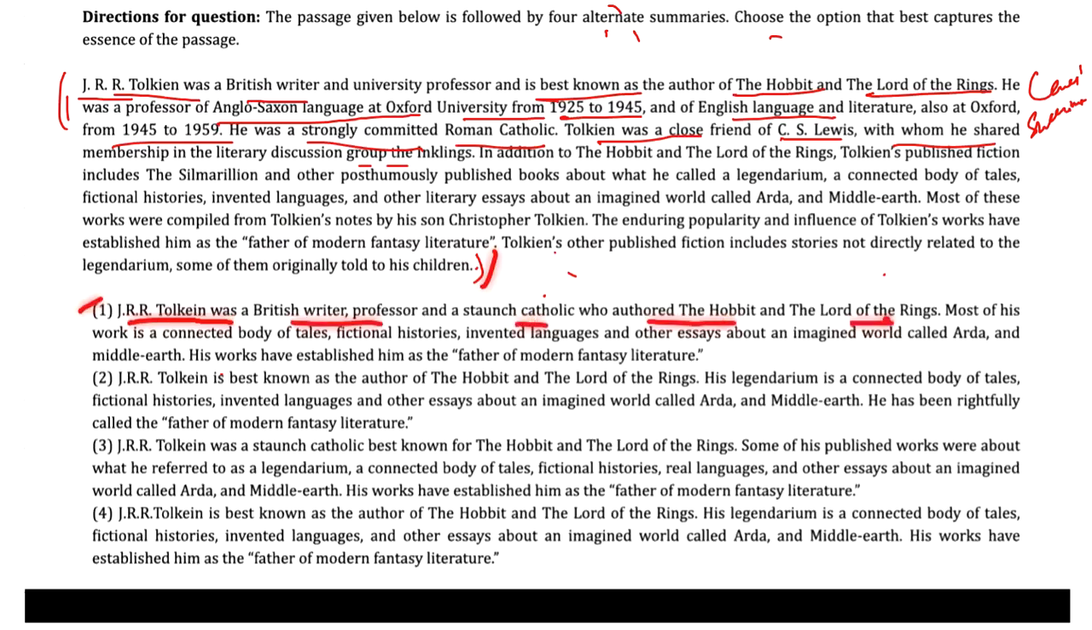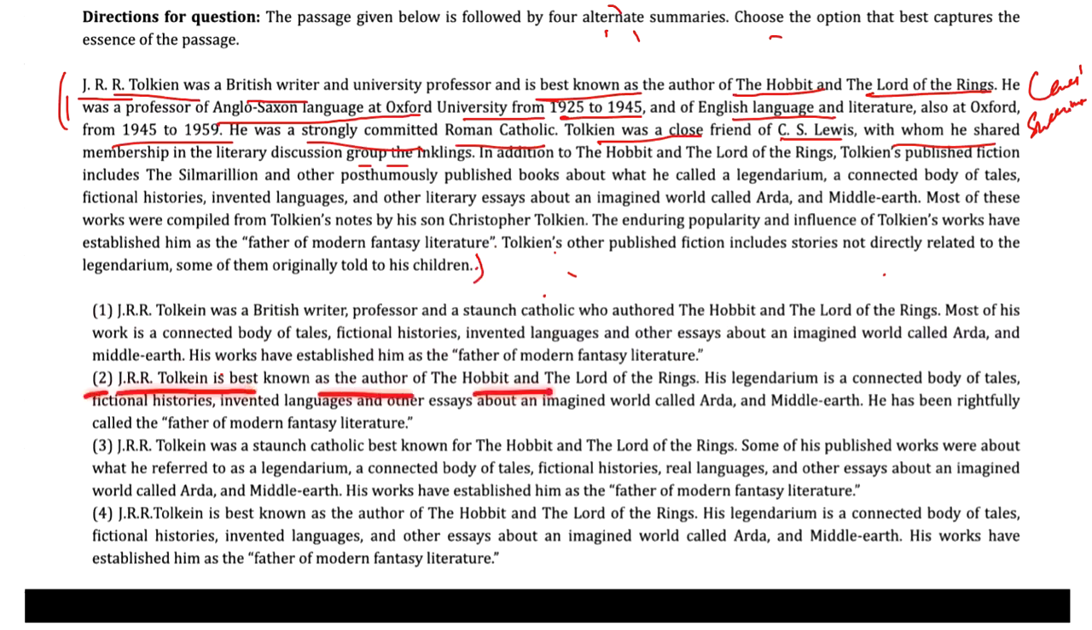Most of his work is a connected body of tales, fictional histories, invented languages, and other essays about an imagined world called Arda and Middle Earth. His works have established him as the father of modern fantasy literature. Option 2 stated J.R.R. Tolkien is best known as the author of The Hobbit and The Lord of the Rings.